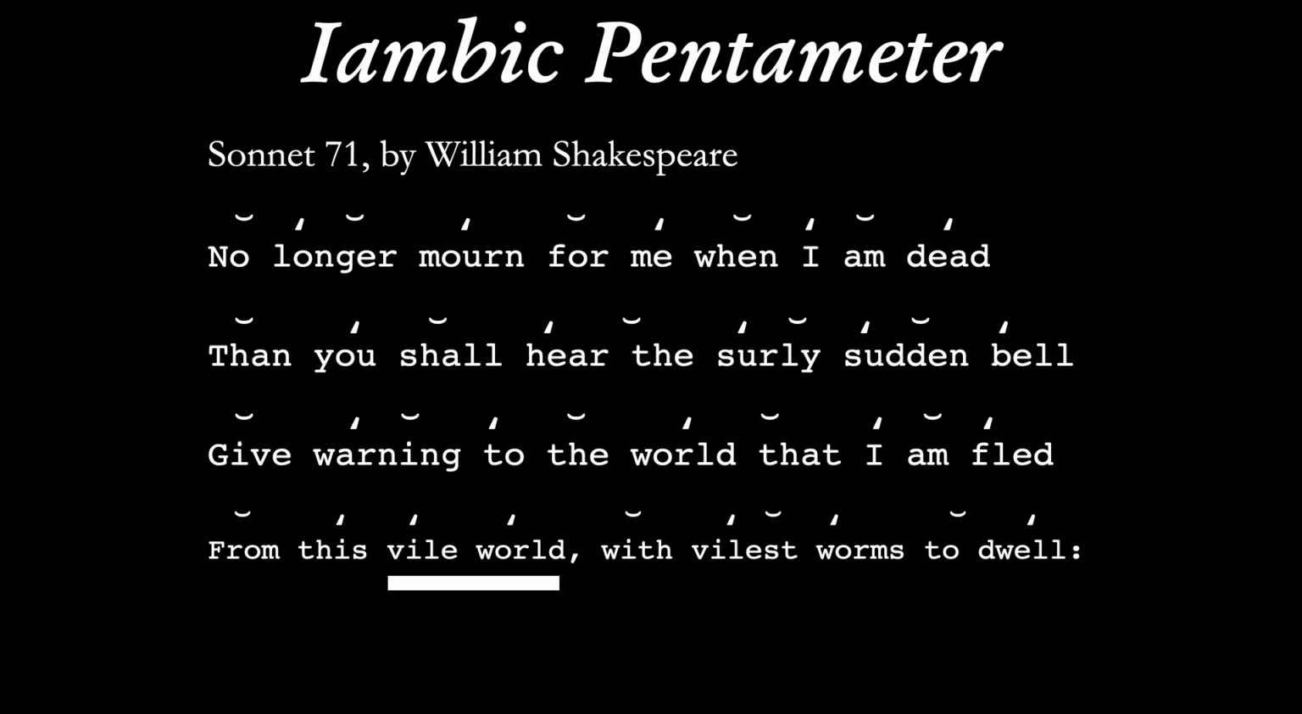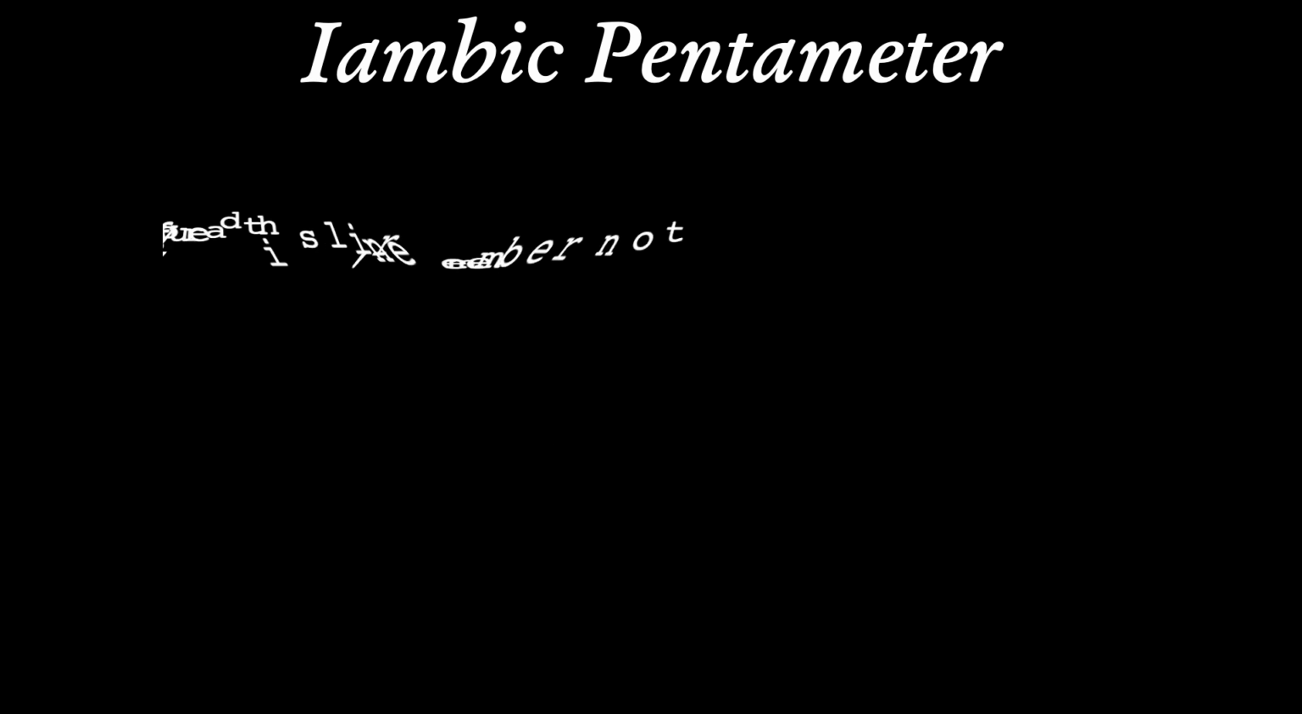It's not "from this vile world with vilest worms to dwell." It really is "from this vile world with vilest worms to dwell." There's an extra emphasis there. We don't have an iamb here. If you want to know the technical term for it, this is a spondee, a 2-syllable foot where both the syllables are stressed. Let's go on and read the rest of the poem and see where the rhythm varies.